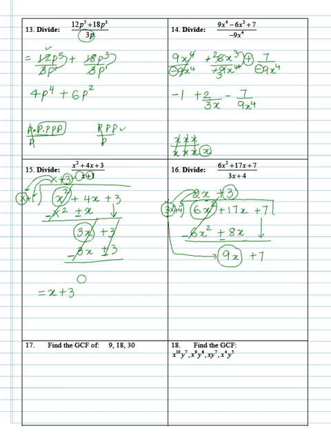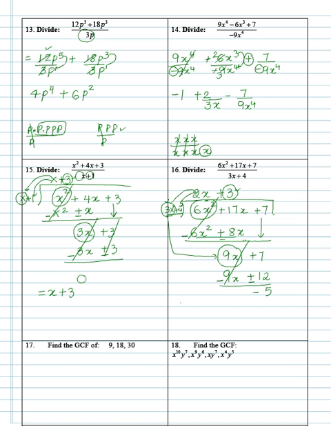So 3 times 3x is 9x. 3 times 4 is 12. Students always forget to multiply with the second term. So if you have two terms here, you should always have two terms. In division I subtract. 9x, 9x cancel. 7 and negative 12 gives me negative 5. So in this case, negative 5 is a remainder.